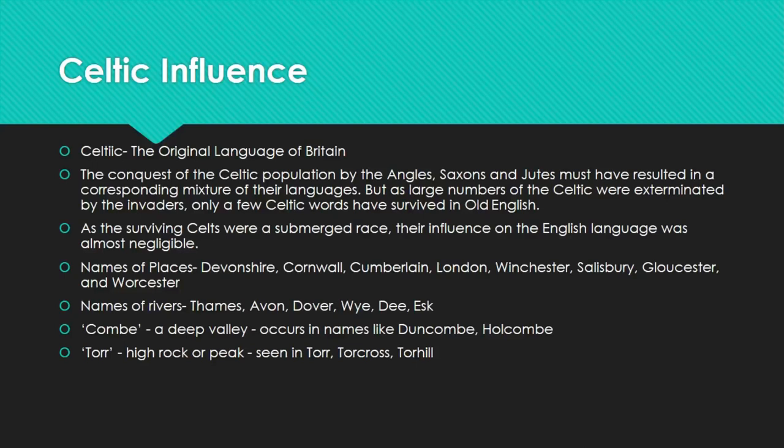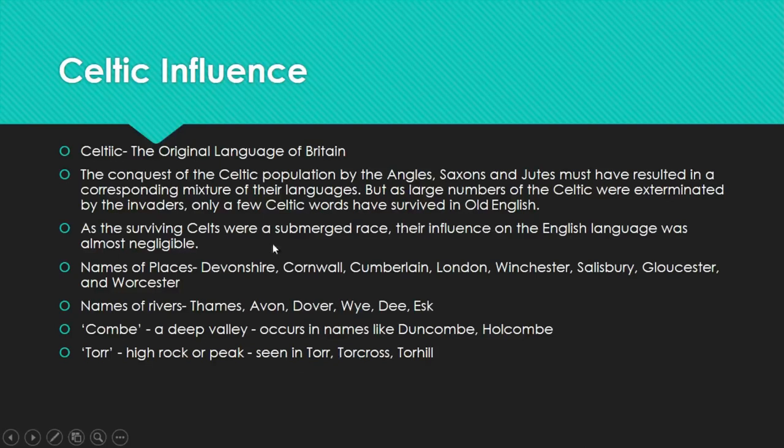Comb is a term with Celtic influence, which means a deep valley. Exactly like that, there is another word, tor, which meant high rock or peak. We can see this in place names like Tor, Tor Cross, Tor Hill, etc. So the Celtic influence on Old English is very limited, only in the names of places, rivers, etc.